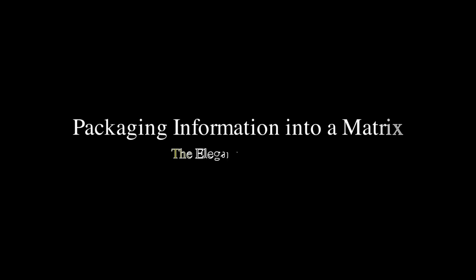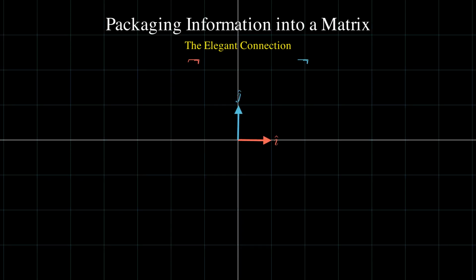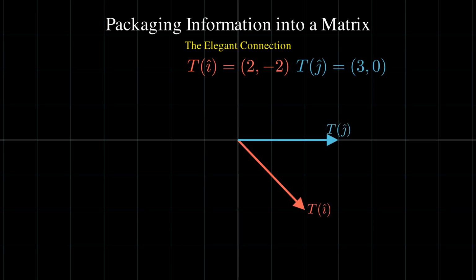Now, here's the really exciting part. All the information we've been using, the new positions of i hat and j hat, can be neatly packaged into a simple object called a matrix. Specifically, we organize the transformed basis vectors into the columns of a 2x2 matrix. Here's what it looks like. The first column comes from where i hat landed, and the second column from where j hat landed.